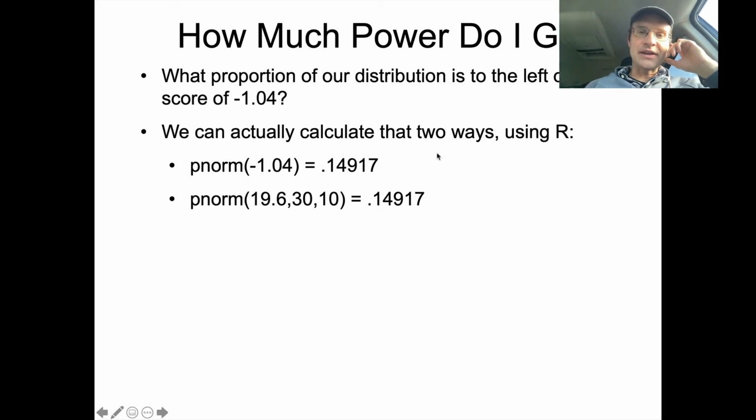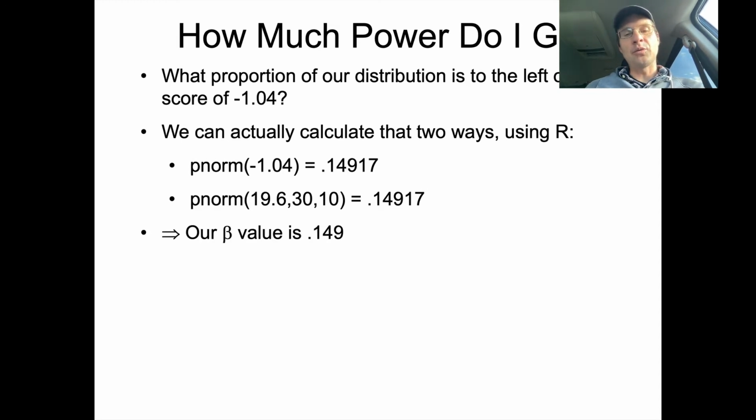We can actually calculate this two ways using R: pnorm of negative 1.04, or we can put all this mess in there, which is to say our criterion line of 19.6, our mean, and then our standard error estimate of 10. It winds up in the same place for both equations. We're at 0.14917 for whatever that's worth. That's about 15% of the time we're going to miss recognizing that we have an actual mean different from 0 in this setup. So our beta value is 0.149.